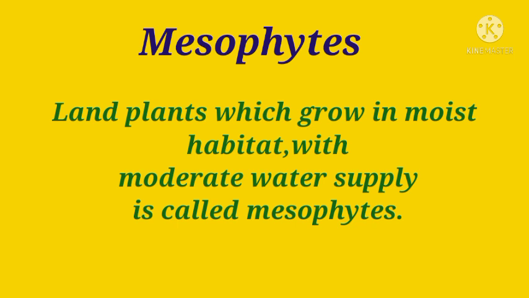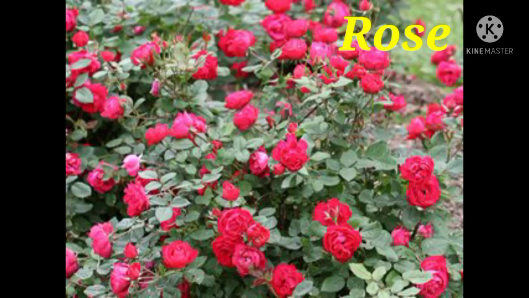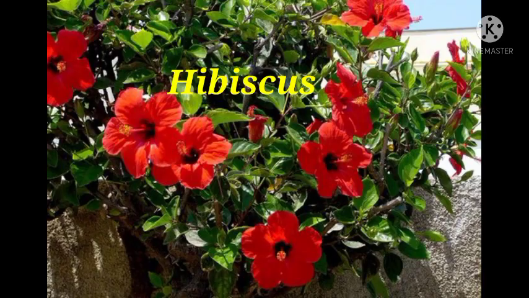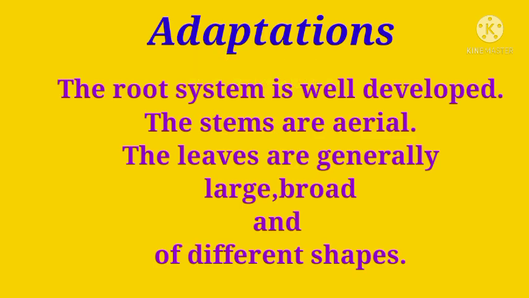Yes, it should be moderate. They cannot live where there is too little water, and they cannot live where there is too much water either. So the plants that live on the land are called mesophytes. That is, the plants that grow in the moist habitat are called mesophytes. Examples of these mesophytes are rose, sunflower, hibiscus, wheat, etc.